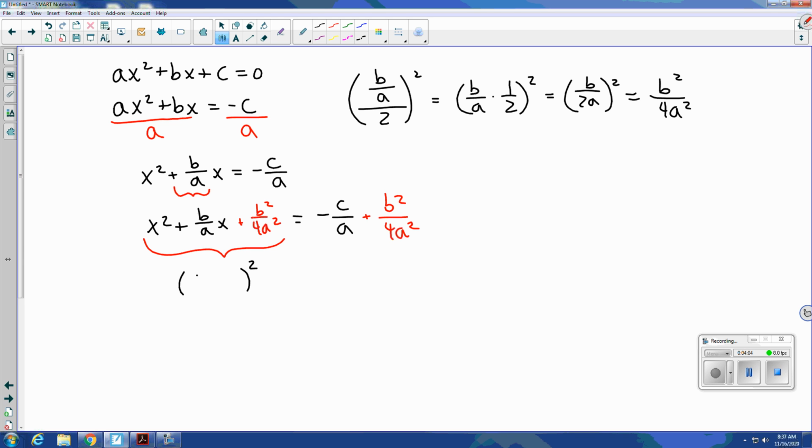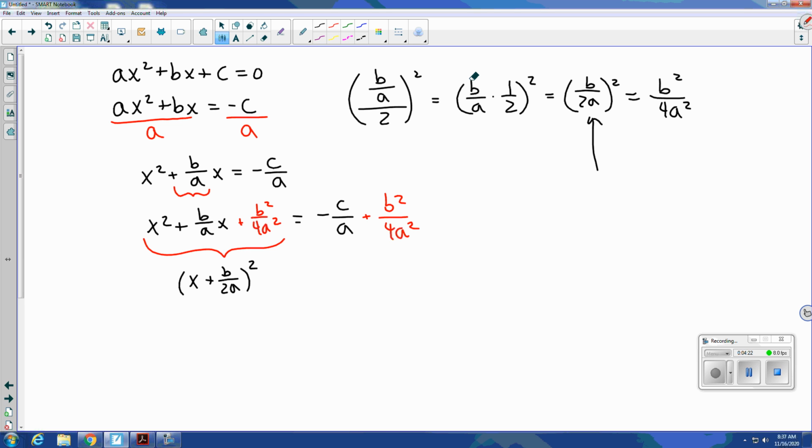So the shortcut, we just do x, and then the number that's going to be inside that parenthesis through the factorization will be whatever b over 2 is. And we already found out what b over 2 is. It equals b over 2a. So we're just going to add b over 2a.